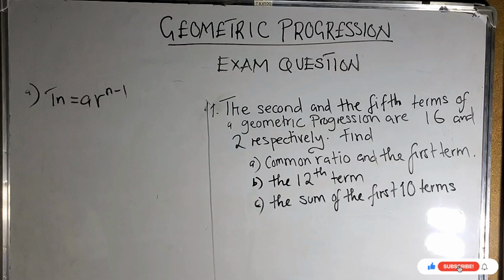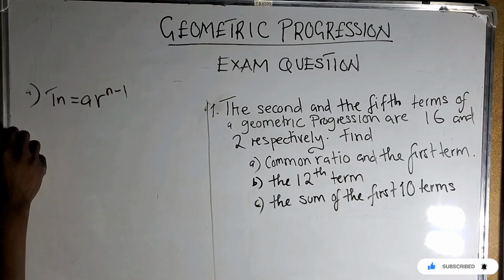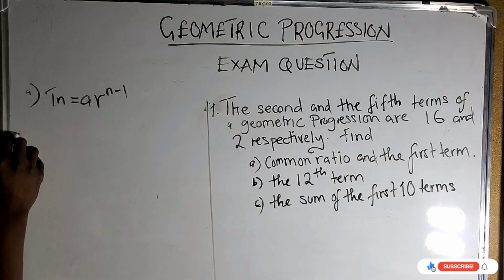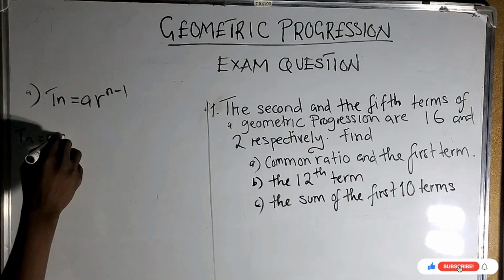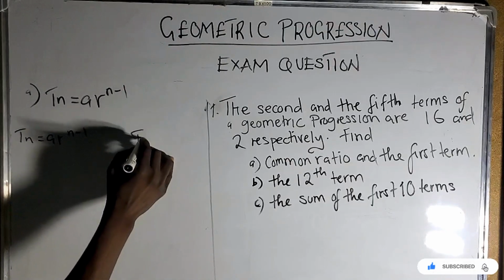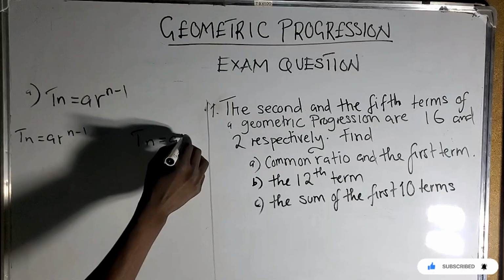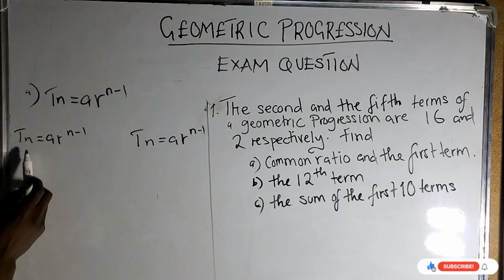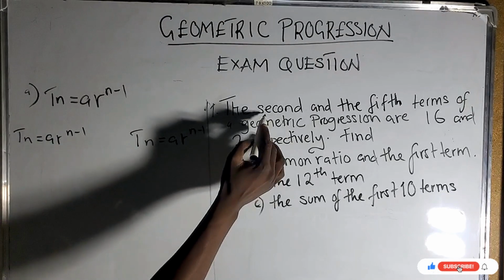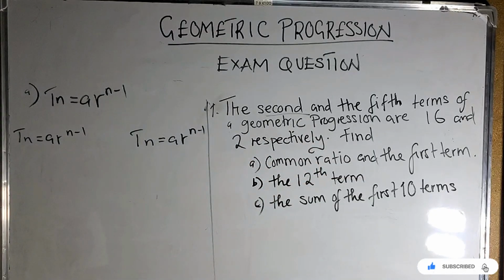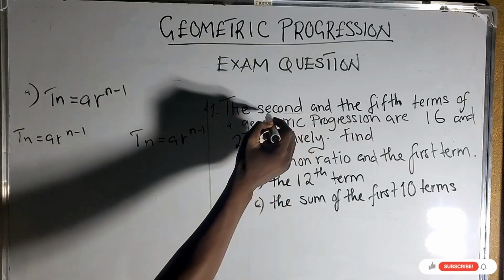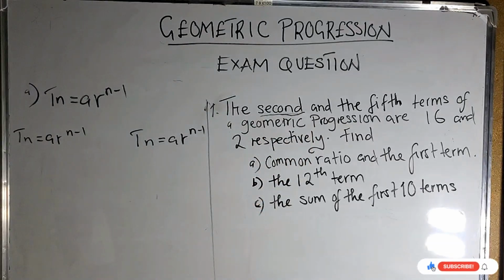It is very, very simple. This is what you should do. You can solve this simultaneously, or alternatively like this. You have Tn equals ar to the power n minus 1, and on this side you have the same formula, Tn equals ar to the power n minus 1. Now, this Tn here is the second term. What is the second term?